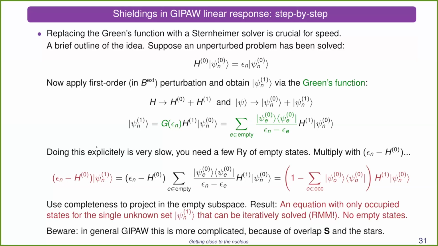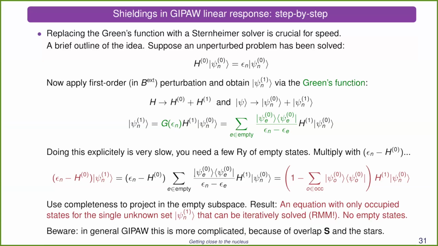And you can do this like this, but it is slow because you need the few Rydbergs of empty states. So 20, 30 eV above your Fermi energy. This is not nice. So what you can do is you can multiply on the left and the right hand side with this expression, the energy minus the zero order Hamiltonian. You do it on the left, you do it also on the right over here.